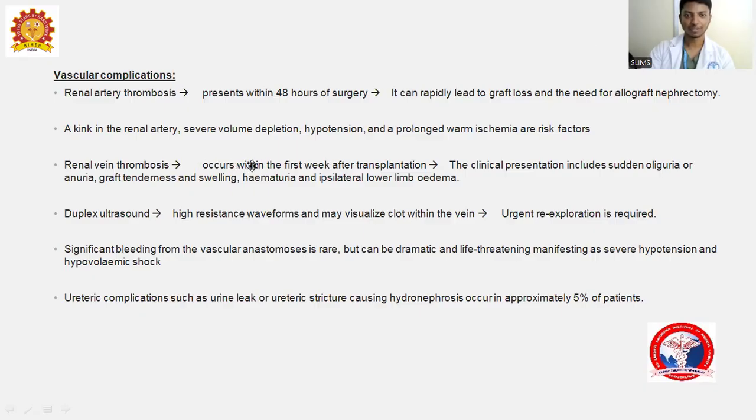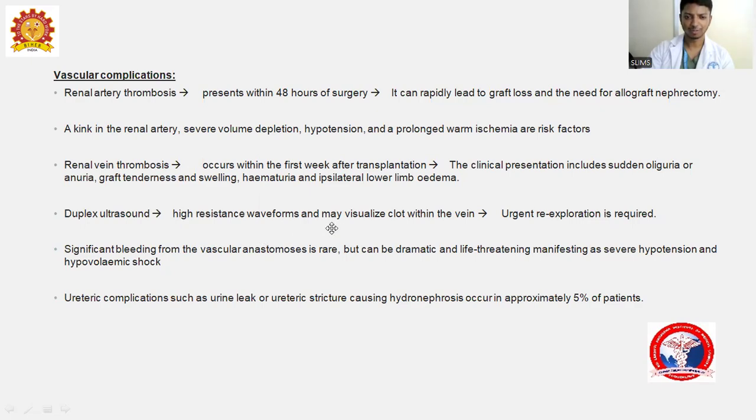Renal vein thrombosis occurs within the first week after transplantation. Clinical presentation includes sudden oliguria or anuria, graft tenderness, swelling, hematuria, and ipsilateral lower limb edema can also be seen. Duplex ultrasound can be employed, and if any clot is visualized, urgent re-exploration is required.